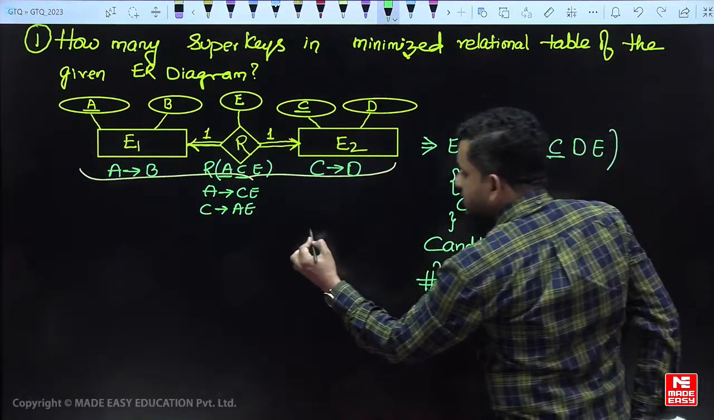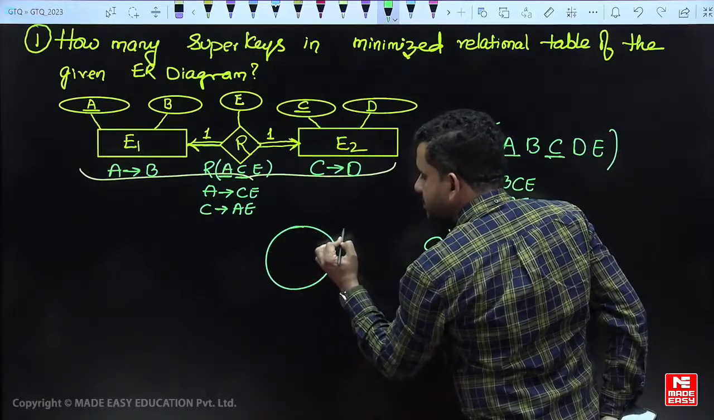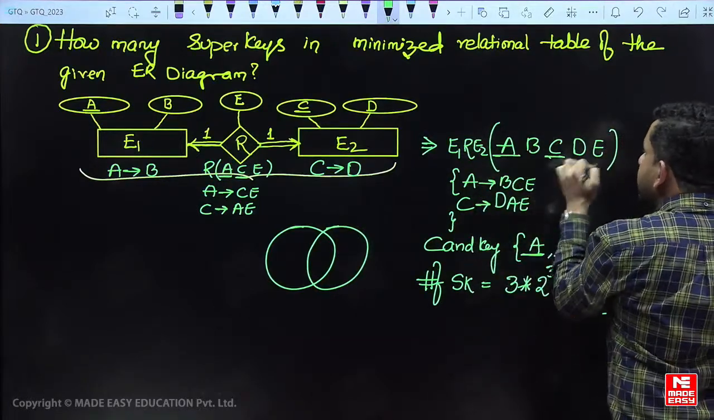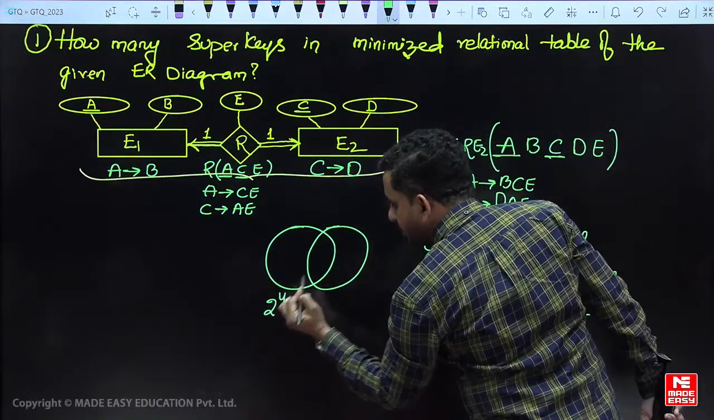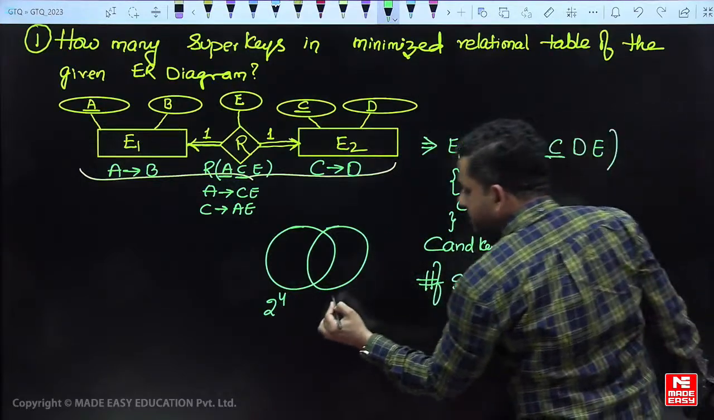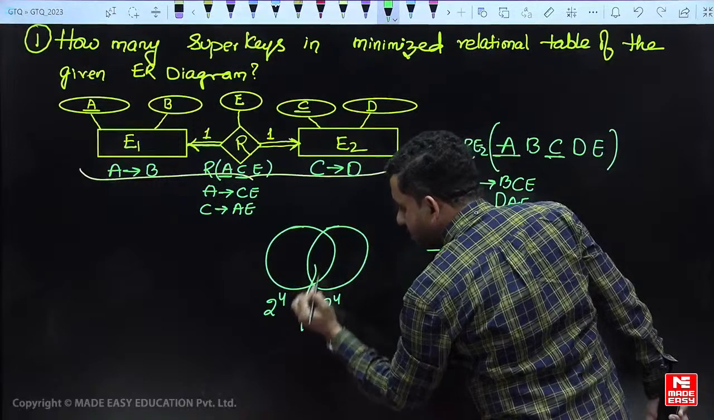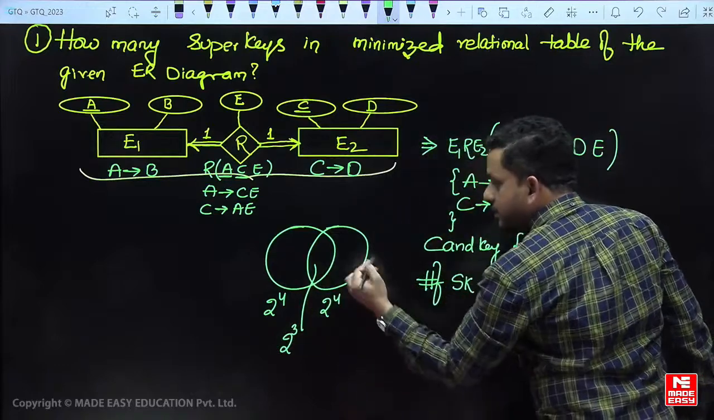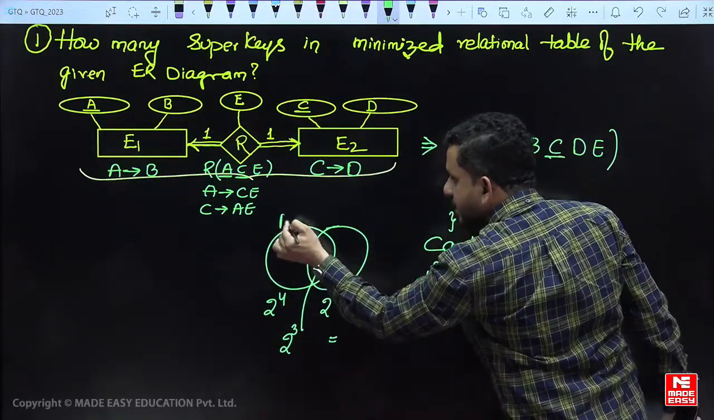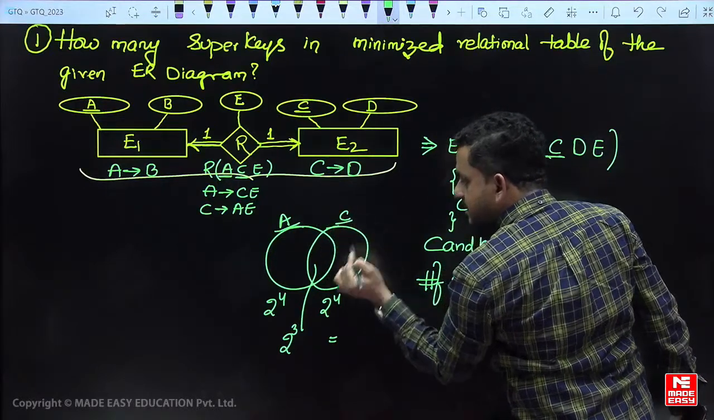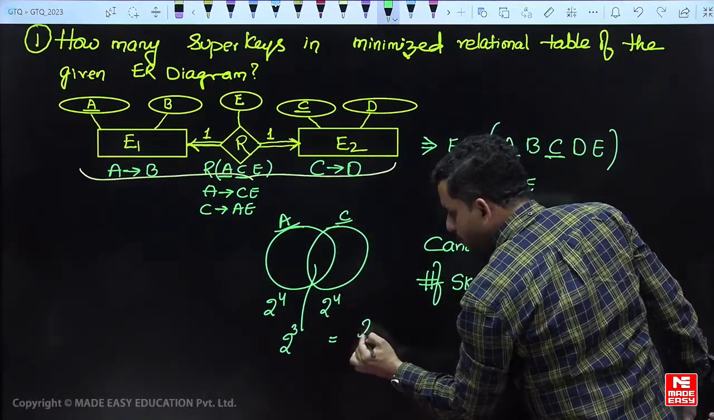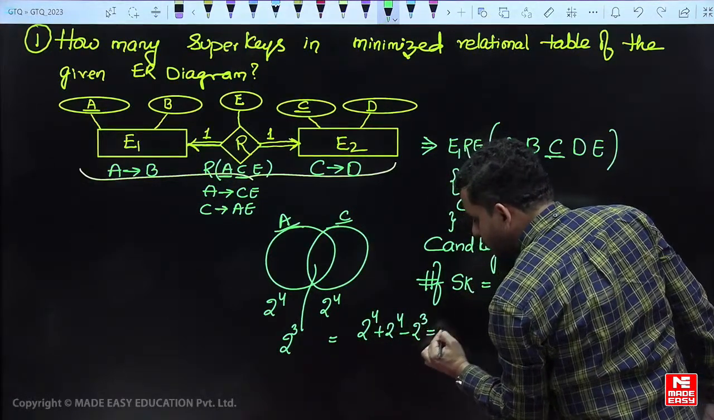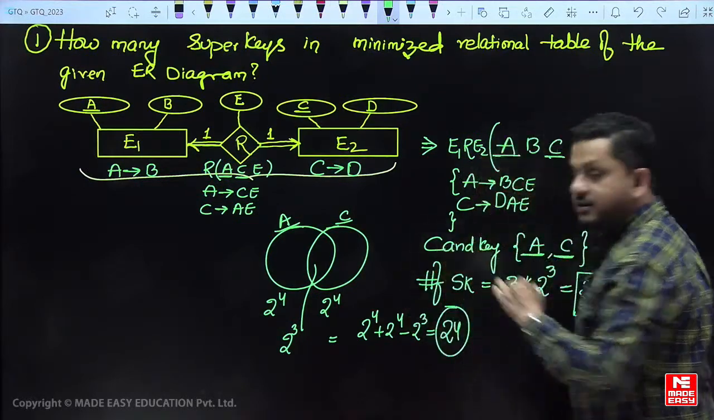Otherwise you can do it like this also, as we did in the class: number of super keys of the first candidate key plus number of super keys of the second candidate key, minus the intersection. Because of the first candidate key, the number of super keys is 2 power 4, and because of the second candidate key, it is 2 power 4. The intersection, super keys containing AC, is 2 cube. So 2 power 4 plus 2 power 4 minus 2 cube is the total number of super keys: 24 super keys.